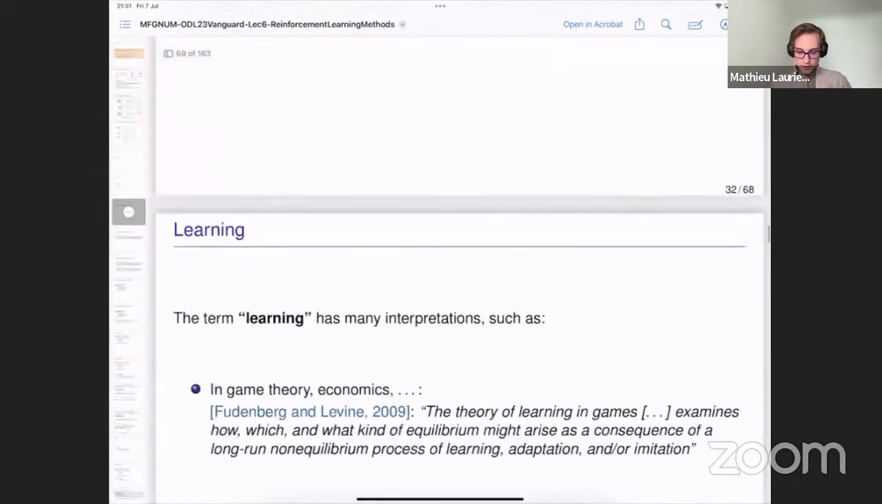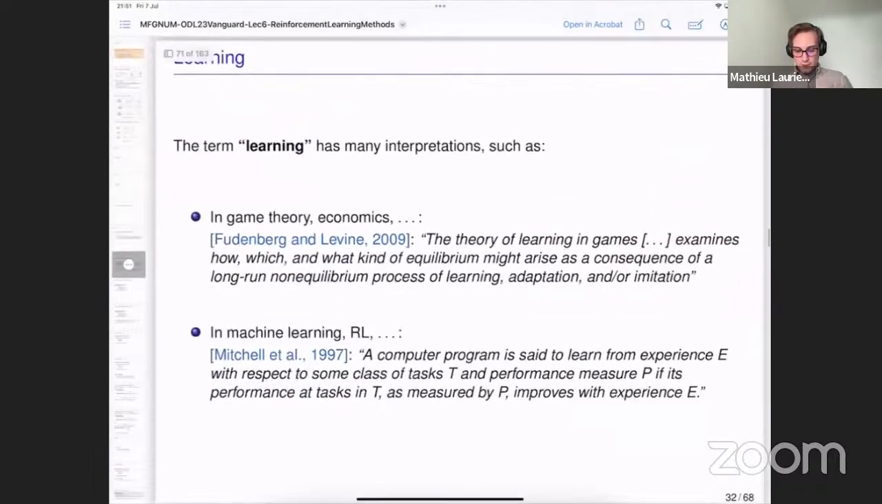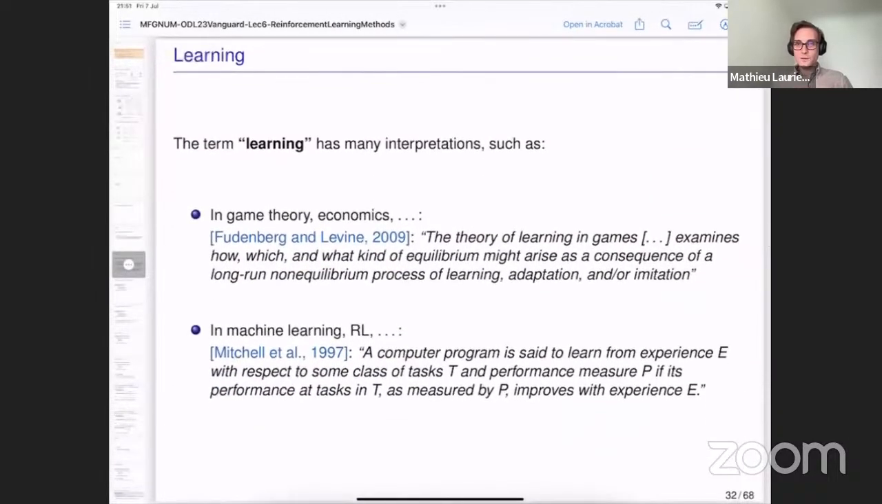So, first of all, I start with a few remarks about learning. Learning has many interpretations, and there are at least two popular interpretations which are not incompatible, exaggerating a little bit. One interpretation, very common in game theory, in particular algorithmic game theory, evolutionary game theory and economics, is about iterating: how you update the policy step after step until maybe it converges to an equilibrium, or maybe you are interested in some non-stationary behavior and you look at the evolution of the policy.